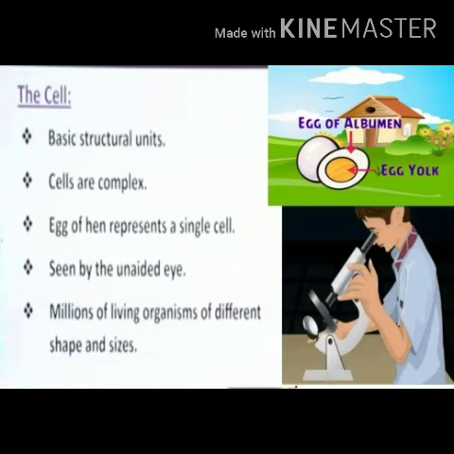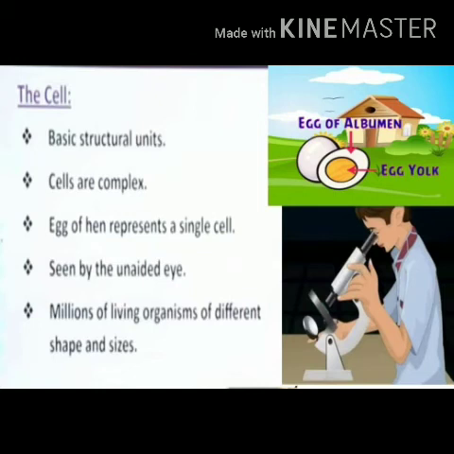Students, egg of hen. I hope all of you have seen an egg. Egg of hen represents a single cell. It is the only example of a cell which we are able to see with the unaided eye, means without any help you are able to see this single cell, the egg. But it is the only example. The rest of the other cells we can't see with our naked eye. We see them with the help of a microscope. So remember, hen's egg or any kind of egg is an example of a single cell.